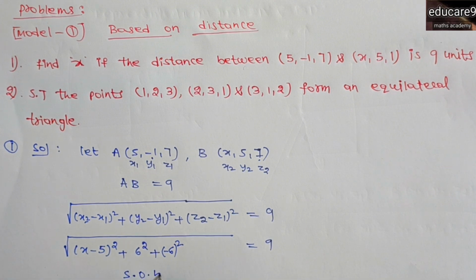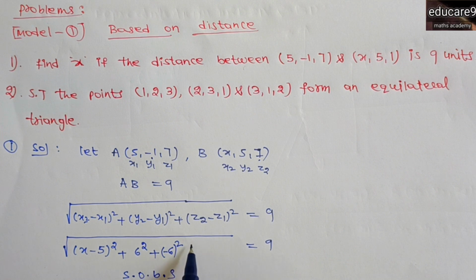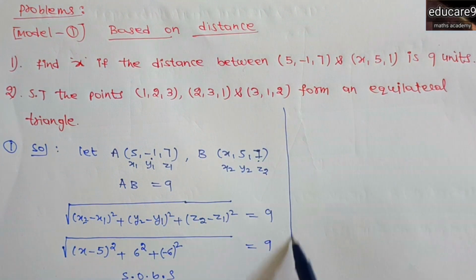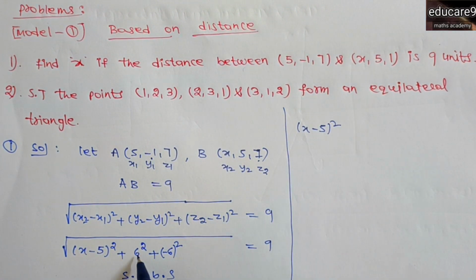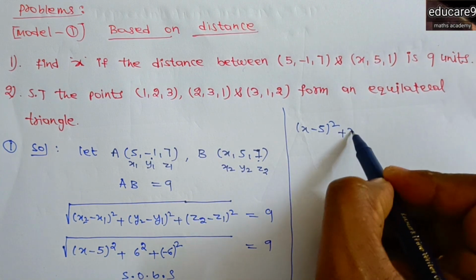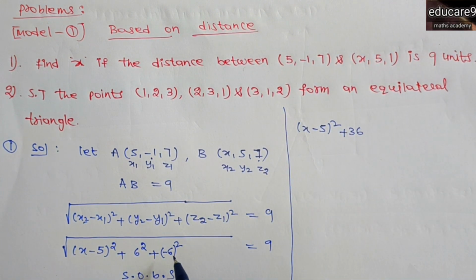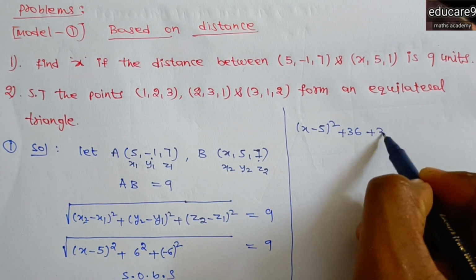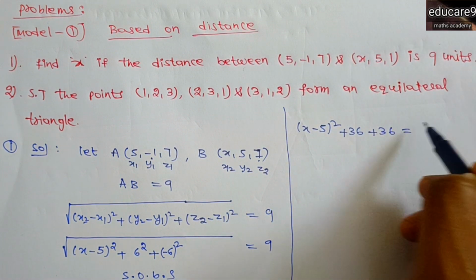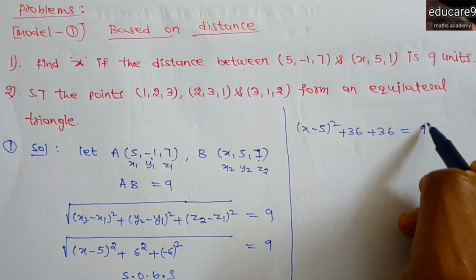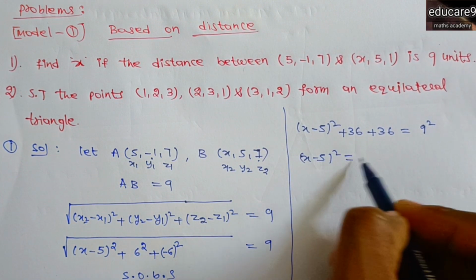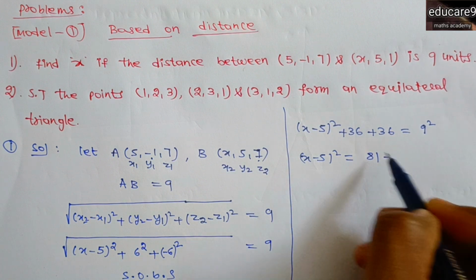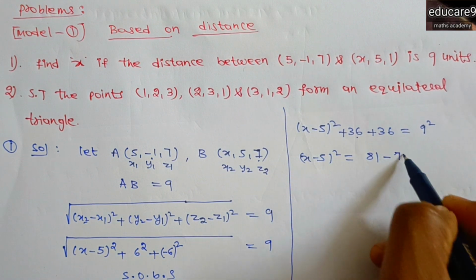Now squaring on both sides, clearly the square root gets cancelled on the left hand side, and on the right hand side 9 square. So (x minus 5) whole square, 6 square is 36, again (minus 6) whole square, minus 6 into minus 6 is 36, which is equal to the right hand side, 9 square. Therefore (x minus 5) whole square equals 81 minus 36 minus 36, 9.